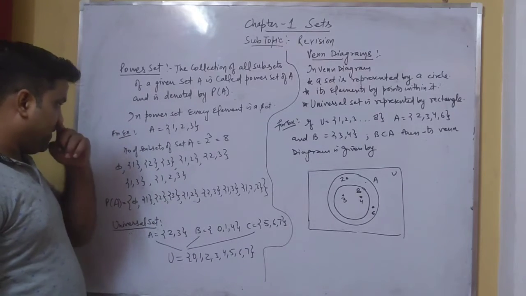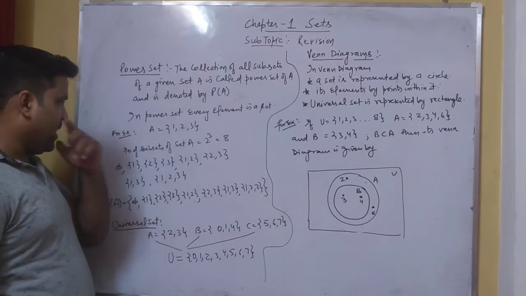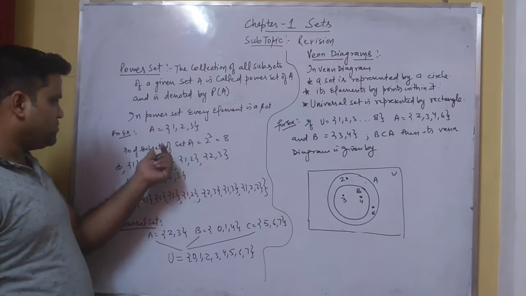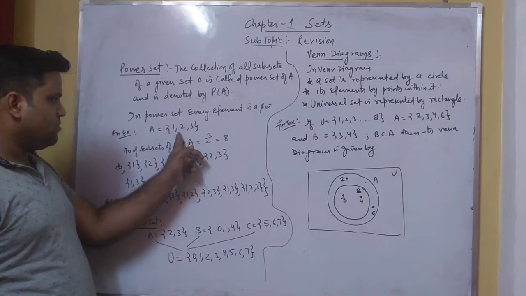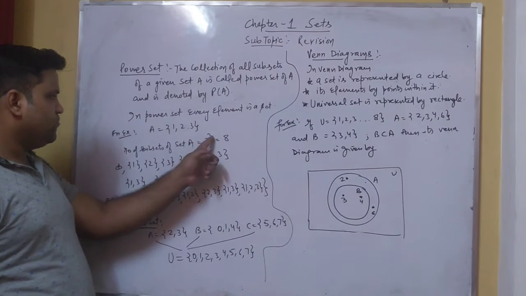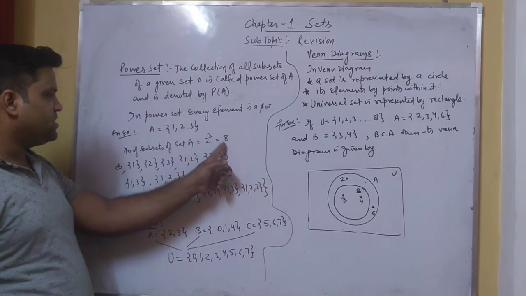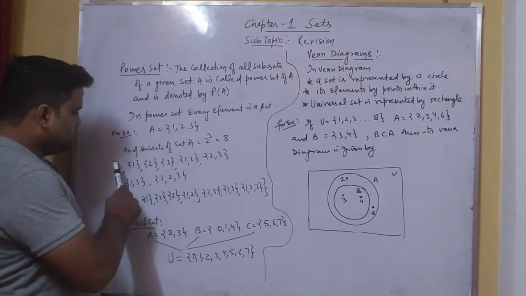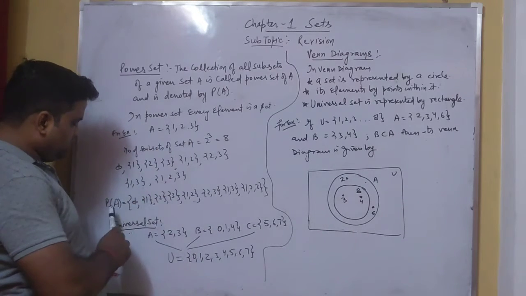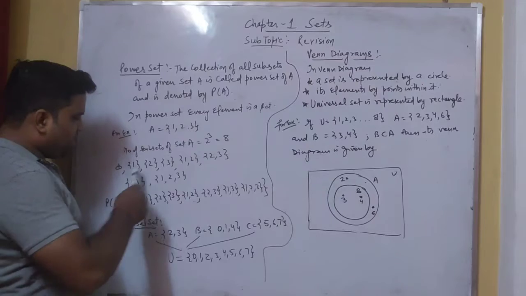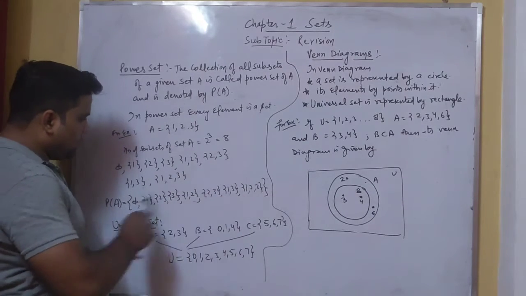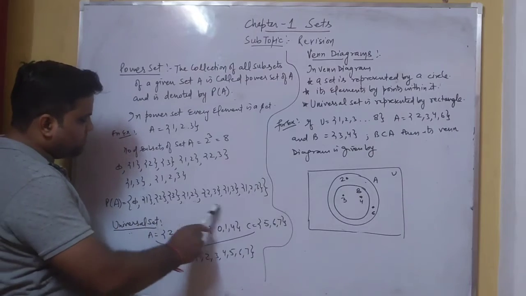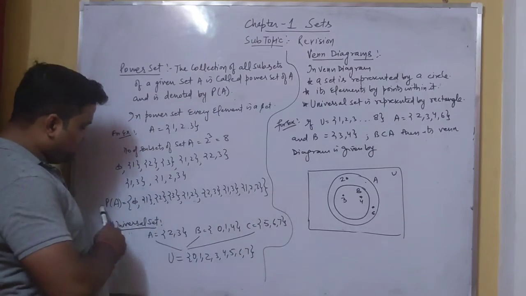For example, here we have a set A. We know that the number of subsets of a set is given by 2 raised to the power n. Here n is the number of elements in the set, which is 3. So we can make 8 subsets of set A. These are the subsets of the set. When we collect all the subsets of set A and enclose them in curly braces, we get the collection of subsets of set A. This is called the power set.